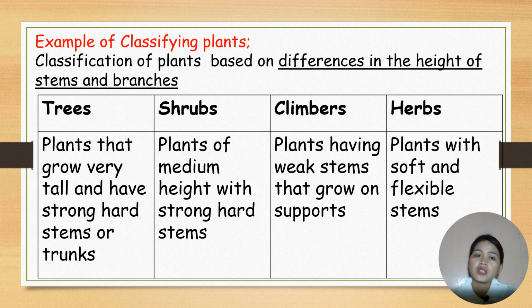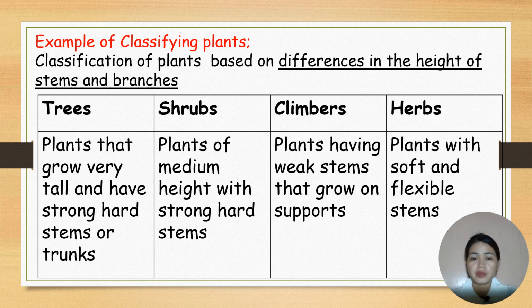So classification of plants is based on their differences in the height of stems and branches, for example, trees, shrubs, climbers, and herbs. When we say trees, these are plants that grow very tall and have strong, hard stems and trunks. And shrubs are medium in height with strong, hard stems.